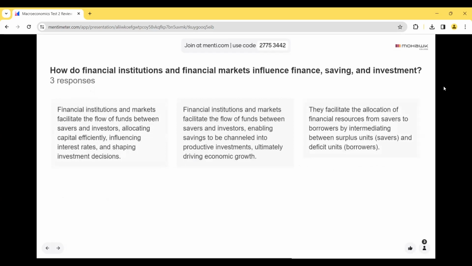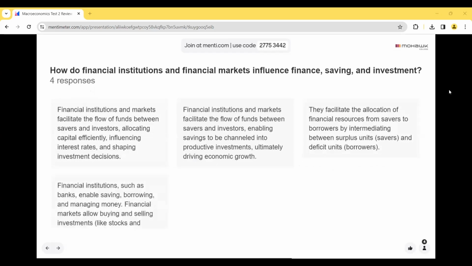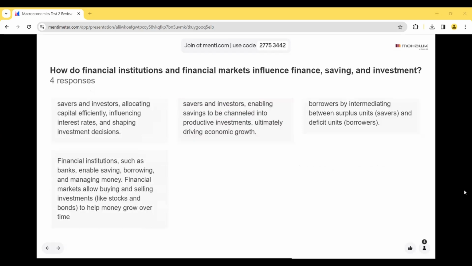They facilitate the allocation of financial resources from savers to borrowers by intermediating between surplus units, savers, and deficit units, borrowers. Financial institutions such as banks enable saving, borrowing, and managing money. Financial markets allow buying and selling investments like stocks and bonds to help money grow over time.